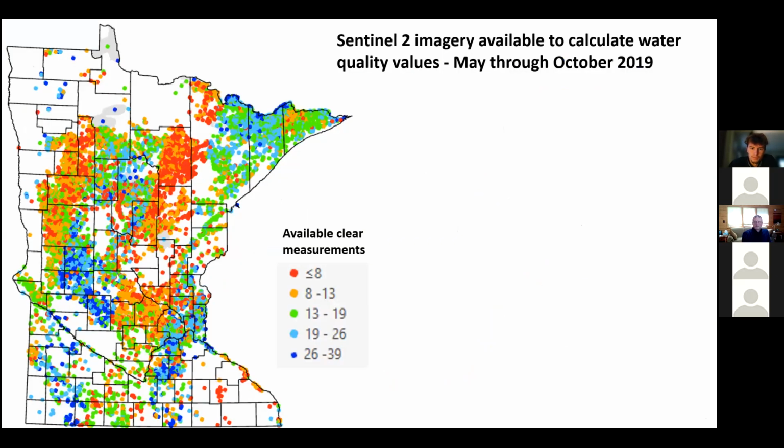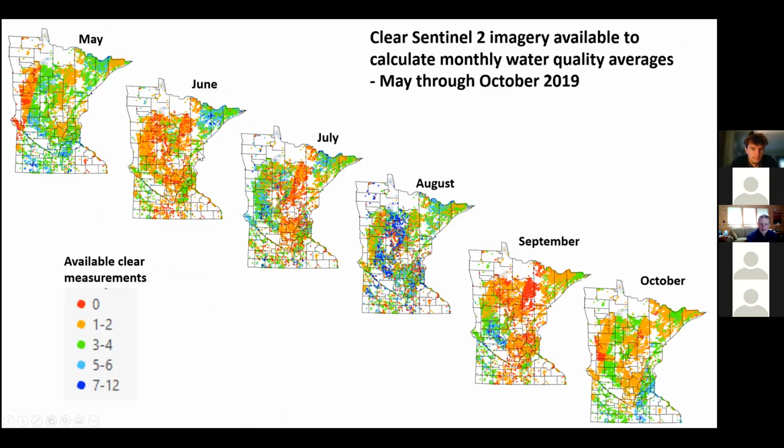So here's just the Sentinel-2 available imagery across the state. For statewide, we have good coverage. You can see there's a difference between the overlap areas. That would be where the blue and the green dots are, and then this would be in between those areas.